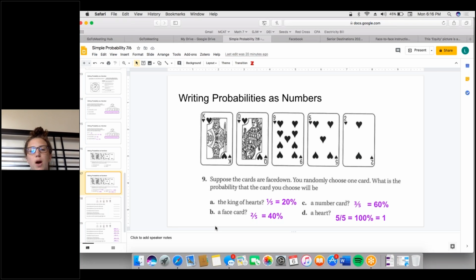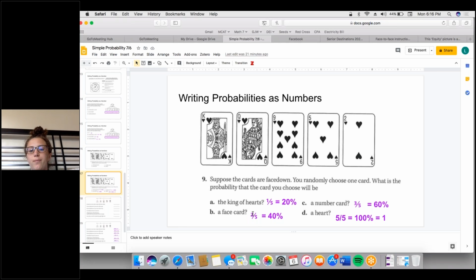B asks us, what is the probability I draw a face card? A face card is any card that doesn't have a number on it, that has these faces on it. I see the king and the queen are both face cards, which means there are 2 favorable outcomes, so that's my numerator, out of 5 possible outcomes. So that's my denominator. So my probability is 2 out of 5.